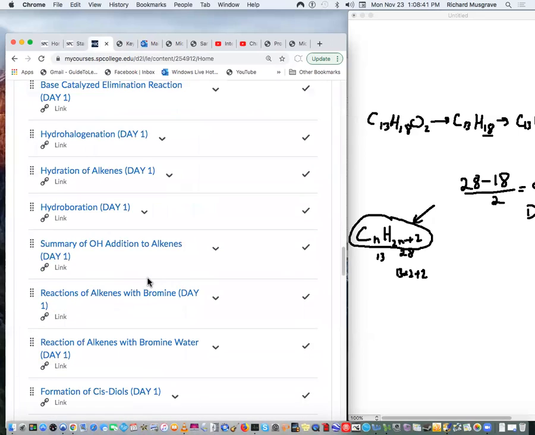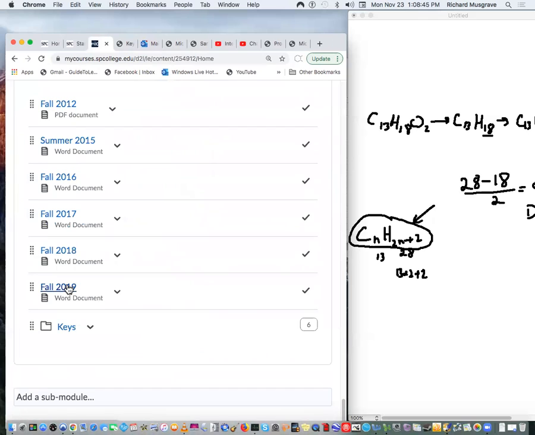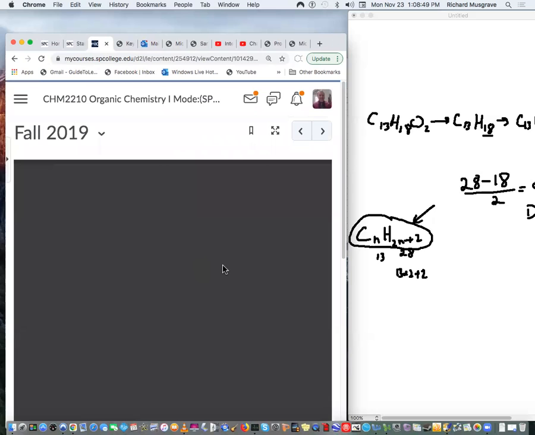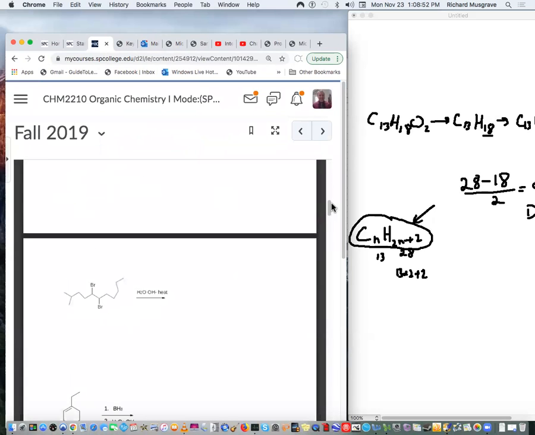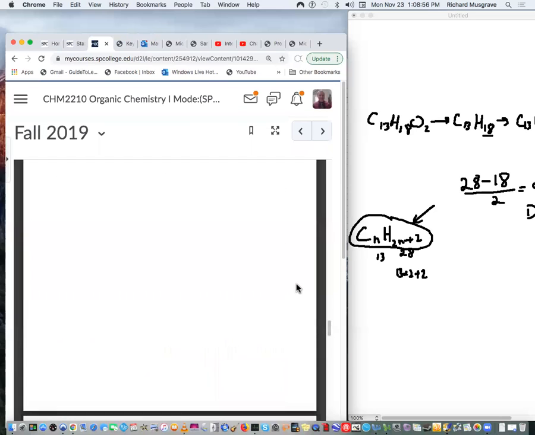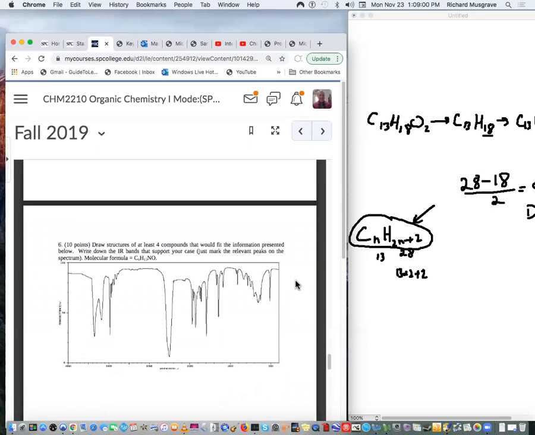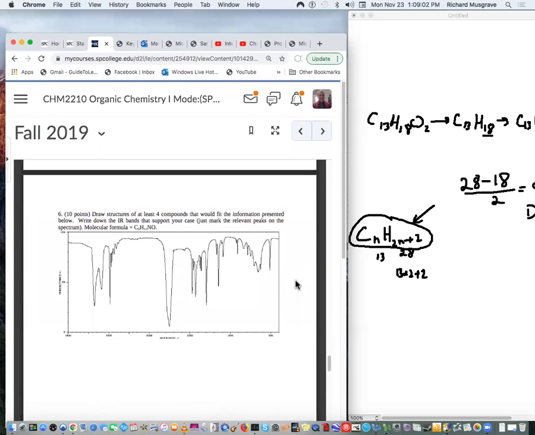Okay. Let me pull up the test here for that one. The reason I'm pulling this up is because the extra sheets aren't with the answer key. All right, so that's the question.